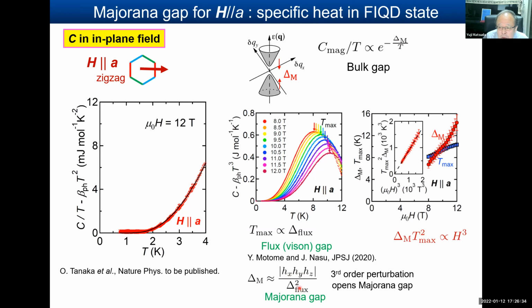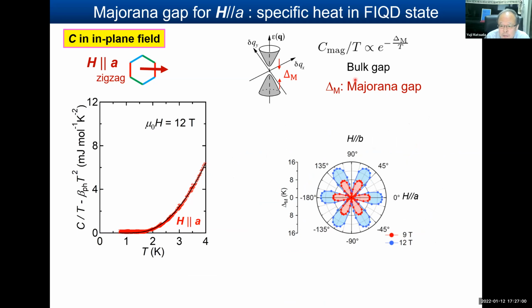As shown by this figure, this gap multiplied by the square of T max is exactly proportional to H cubed, shown here. So this gap is consistent with the Majorana gap. This is the result for the magnetic field parallel to the a-axis. Okay, so they tilted the magnetic field, and observed that the gap is strongly reduced when the magnetic field is tilted from the a-axis.